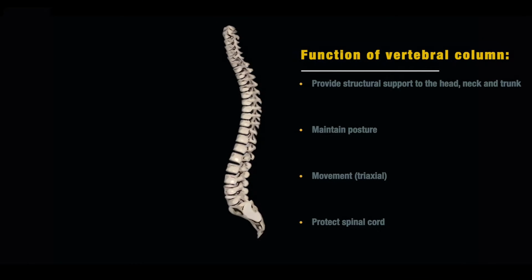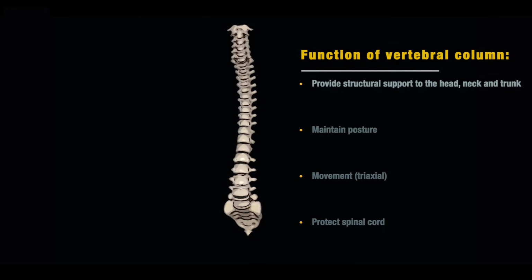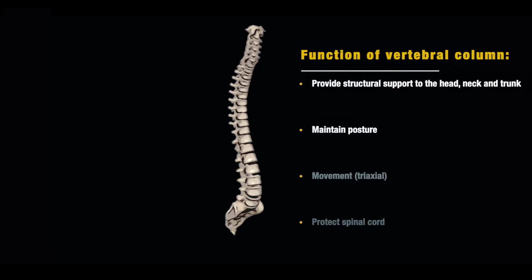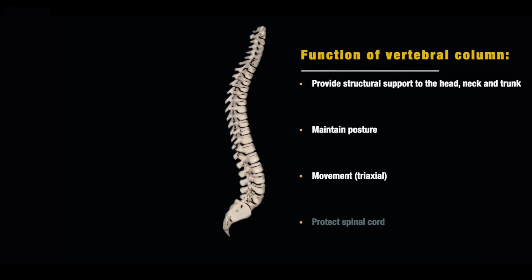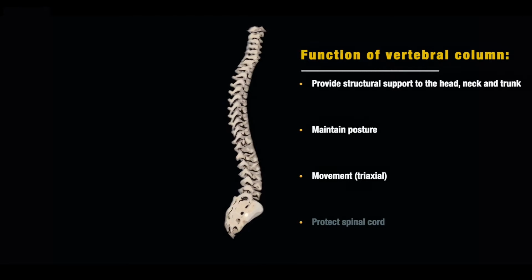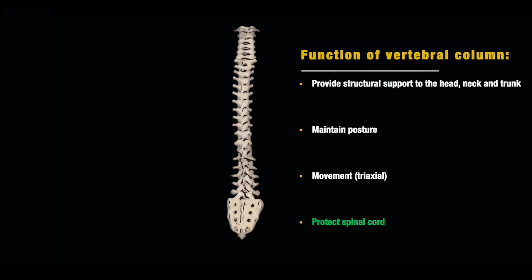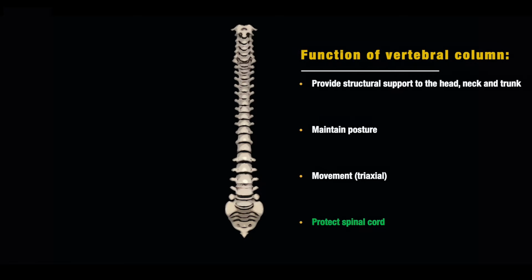The function of the vertebral column is to provide structural support to the head, neck, and trunk. It also helps to maintain posture and allows for triaxial motion. It's capable of flexion, extension, lateral flexion, and rotation movements. Its primary function, though, is to protect the spinal cord, which extends from the midbrain caudally to the level of the second lumbar vertebra and then continues as the cauda equina.